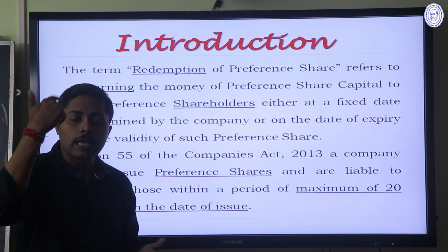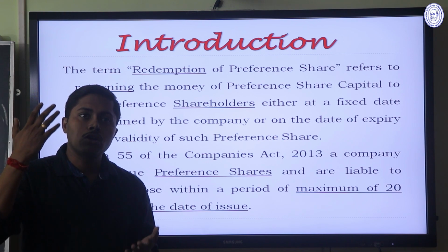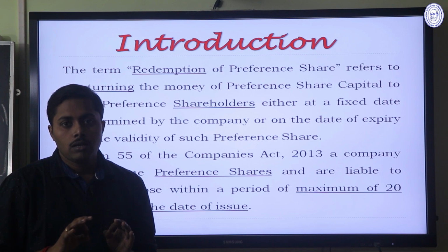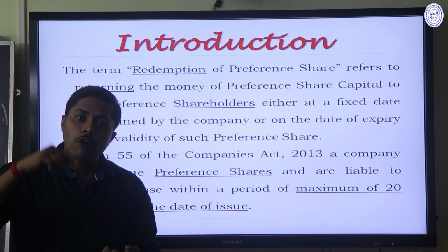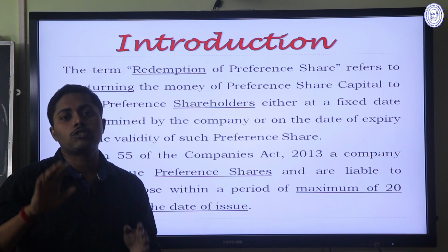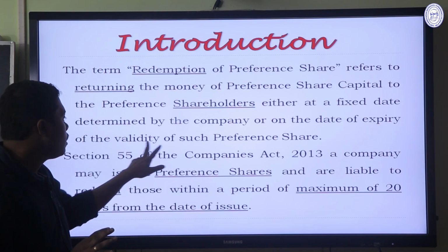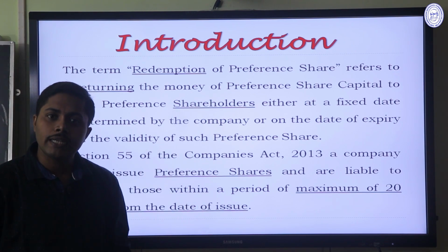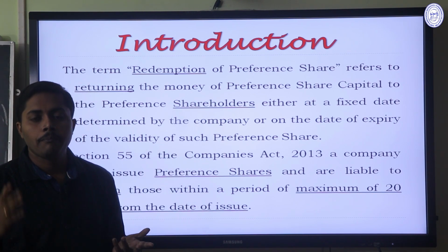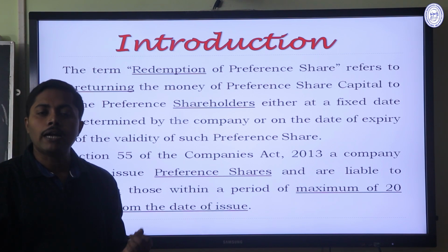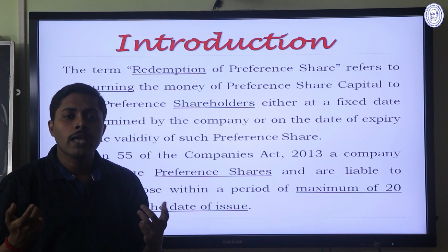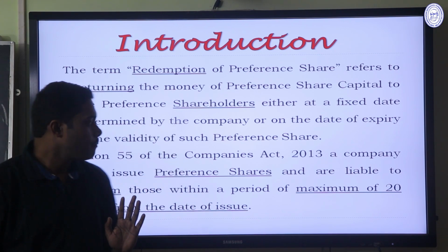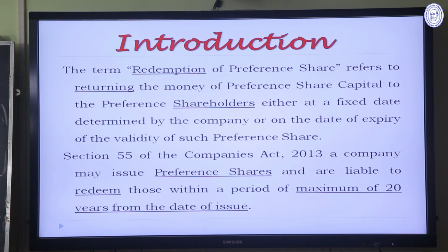Let me give you one example. Suppose today shares are being issued. Within 20 years from today, the preference shares need to be redeemed. That is the validity of such preference share. The validity may be less than 20 years; it depends on the company. Maximum it can be 20 years, but if the company thinks so, then the company may redeem the preference share earlier. This is the basic concept of redemption.